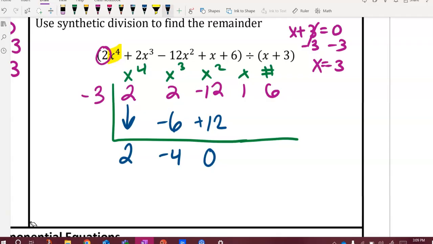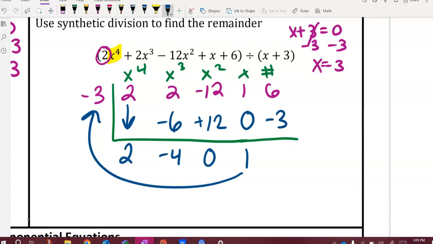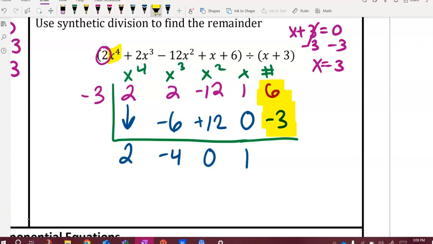We go back into multiplying. 0 times 3 is 0. We combine again. 1 plus 0 is 1. Then we multiply. 1 times negative 3 is negative 3. And last we combine. 6 minus 3 is 3.